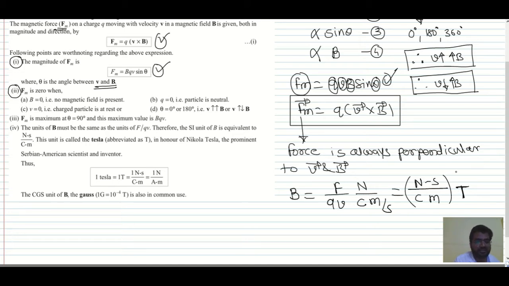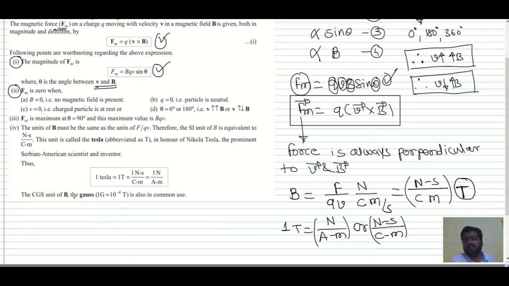So I hope this is clear, which is equivalent to Tesla. This is after the scientist Nikola Tesla, and we have 1 Tesla is equal to this one, or else Coulomb per second is nothing but ampere, isn't it? So we can write 1 Tesla is equal to Newton per ampere meter, or Newton second per coulomb meter. So do remember all these formulas, all these expressions, very important.